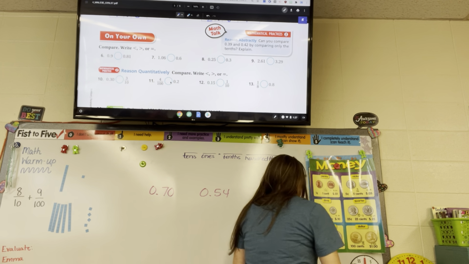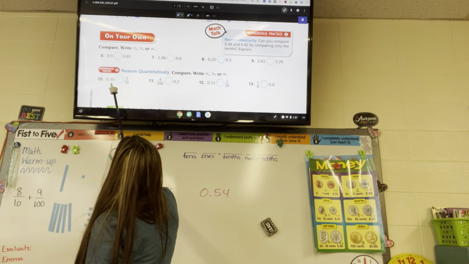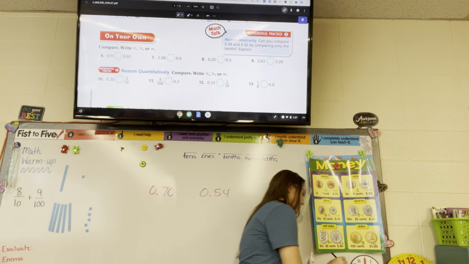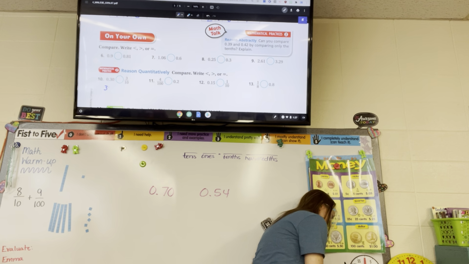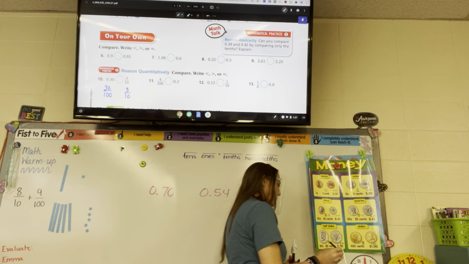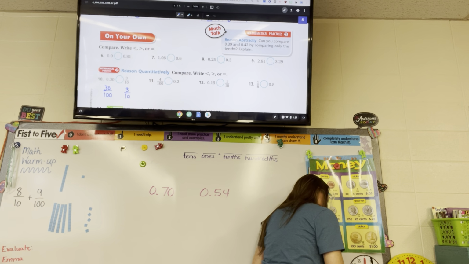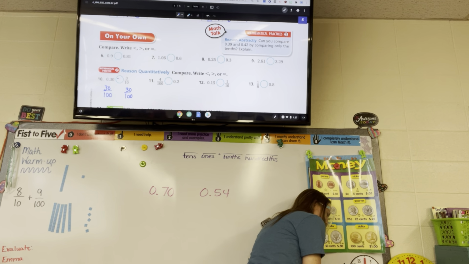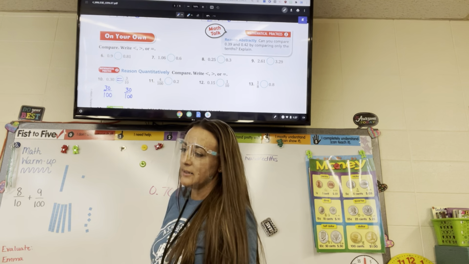So we are going to turn this decimal into a fraction. So what fraction does that decimal turn into? Brinley? 30 hundredths. Very good. Give yourself a point. 30 hundredths. And if we compare that to 3 tenths, we have two different denominators. So guess what? We got to turn 3 tenths into something else. What's it going to be? 30 hundredths. Equal. So what symbol do we need? Equal symbol. So 30 hundredths is the same thing as 3 tenths.